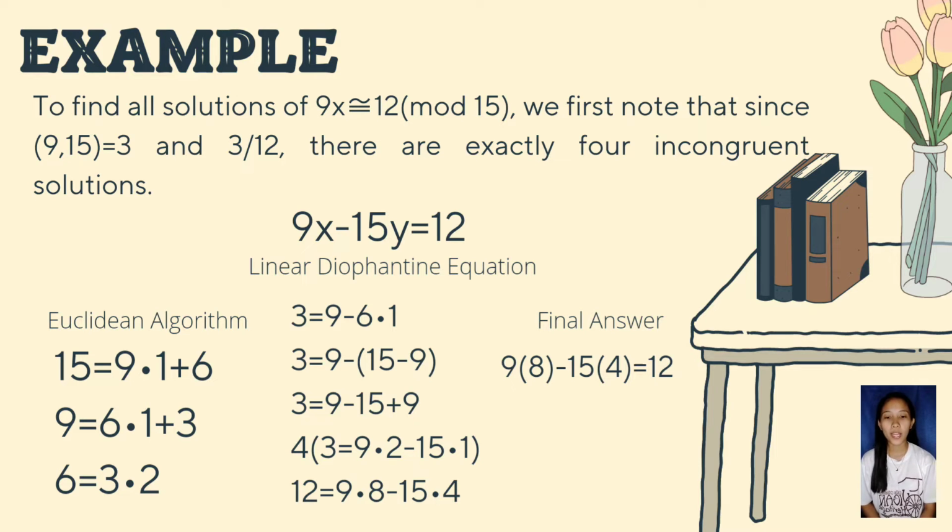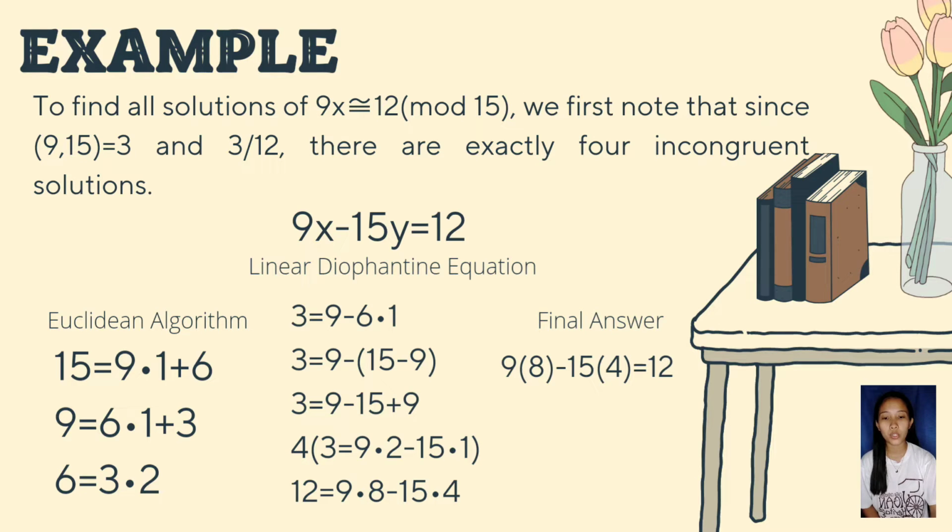So, para makuha natin yung constant na 12, we will multiply it on both sides. So, we will multiply it by 4. So, 4 times 3 is equal to 12. And, wag na natin gagalawin yung 9 and 15 kasi sila na yung nag-stand doon sa variable ng x and y. So, 4 times 3 is equal to 12.